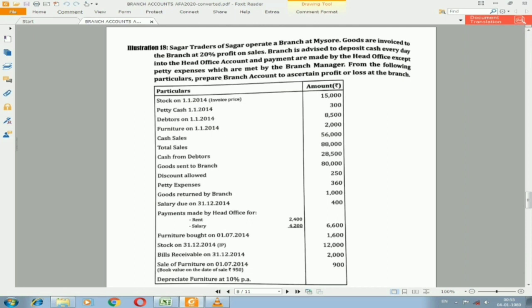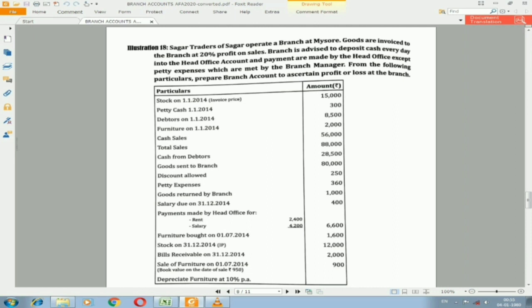Then depreciation we have 10%. Apart from this, you need to see one piece of information here. As we are having petty cash, opening balance as 300, but we don't have any closing balance of petty cash. And also they have said petty expenses will be paid by the branch manager itself. So here in the illustration, they had an opening balance of petty cash 300.